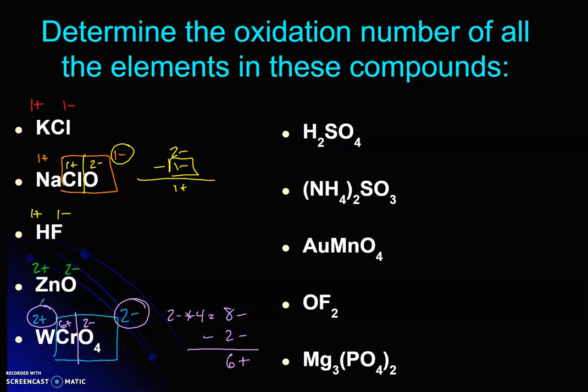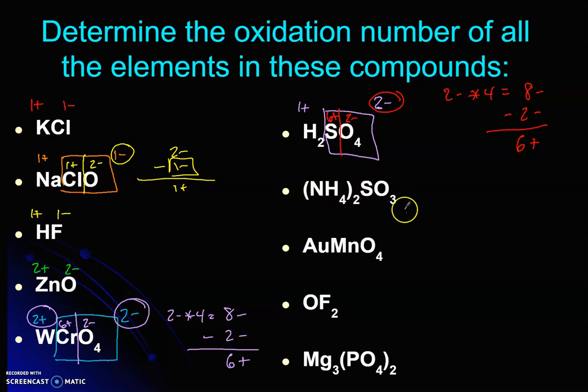Okay, what about sulfuric acid? Right, H2SO4. H we know is a 1 plus. SO4 has to be a total 2 minus charge. So what are our charges going to be? Okay, let's do this. Oxygen has a 2 minus charge. So 2 minus times 4 gives us an 8 minus charge. And then I'm going to subtract out the overall charge of the 2 minus, meaning that sulfur is a 6 plus oxidation. Okay?